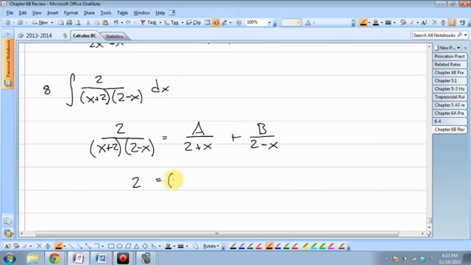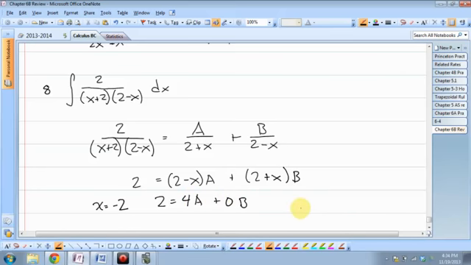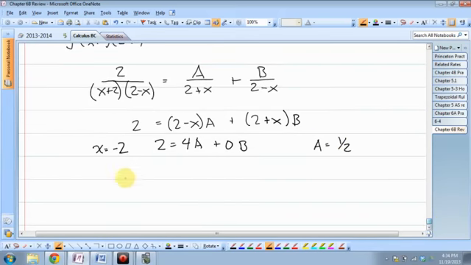2 is equal to 2 minus x a plus 2, ooh, that's not a plus, plus x b. Pick your values. I'm going to start with negative 2. 2 is equal to 4a plus 0b. So a is 1/2. When x equals 2, then 2 is equal to 0a plus 4b, making b also 1/2.